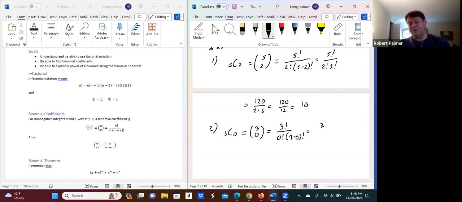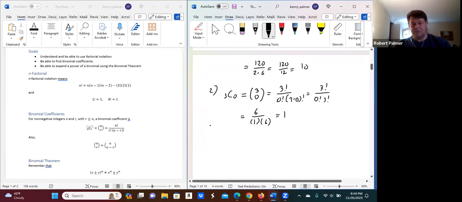So it's going to be 3 factorial divided by 0 factorial times 3 factorial, because 3 minus 0 is 3. As we said, 3 factorial is 6, and 0 factorial is 1, it's defined to be 1. That's why I say it makes this formula work out. And once again, 3 factorial is 6, and this is just going to be 1. All right, let's do one more, just to get the feel for the pattern.